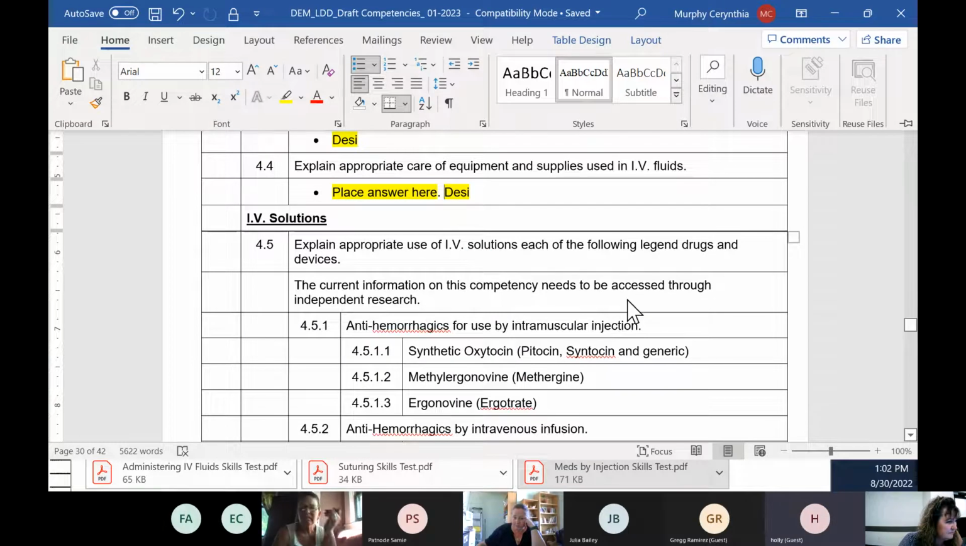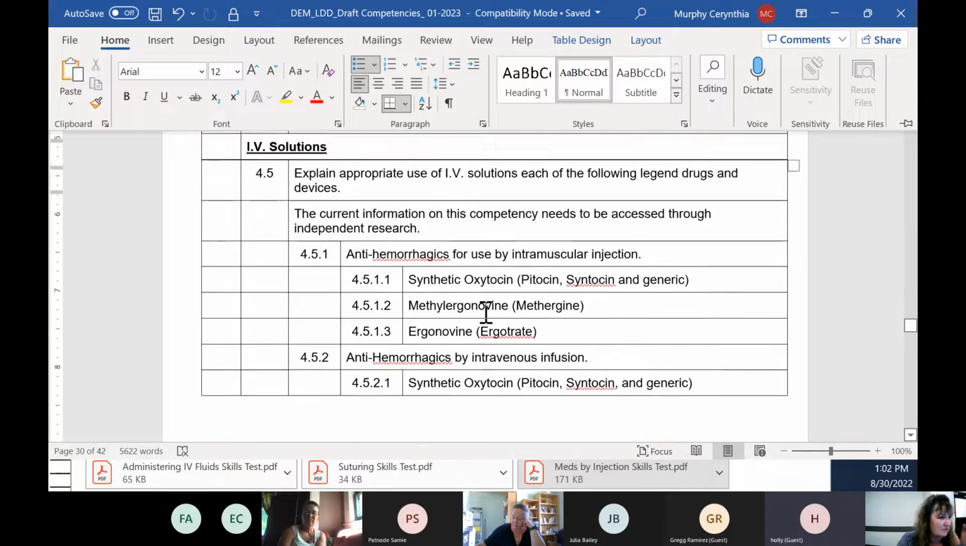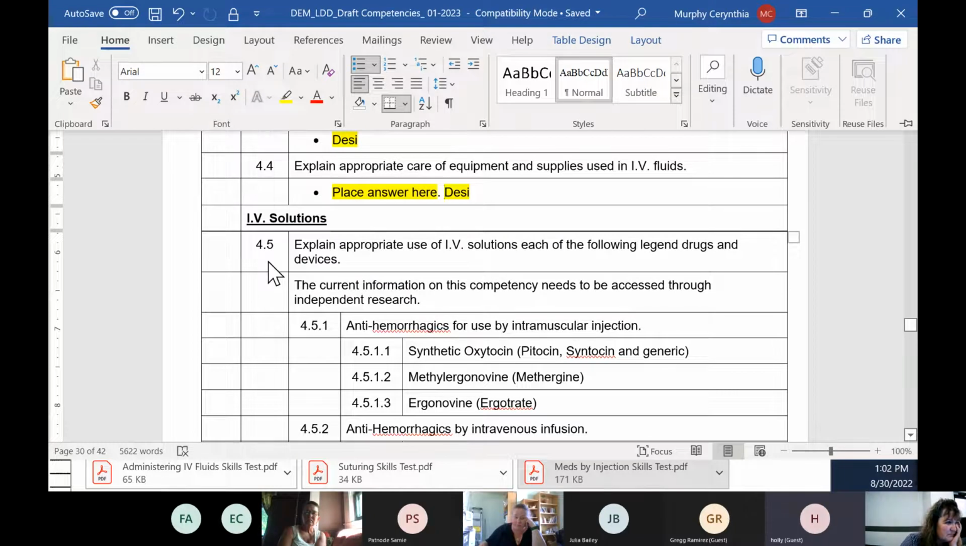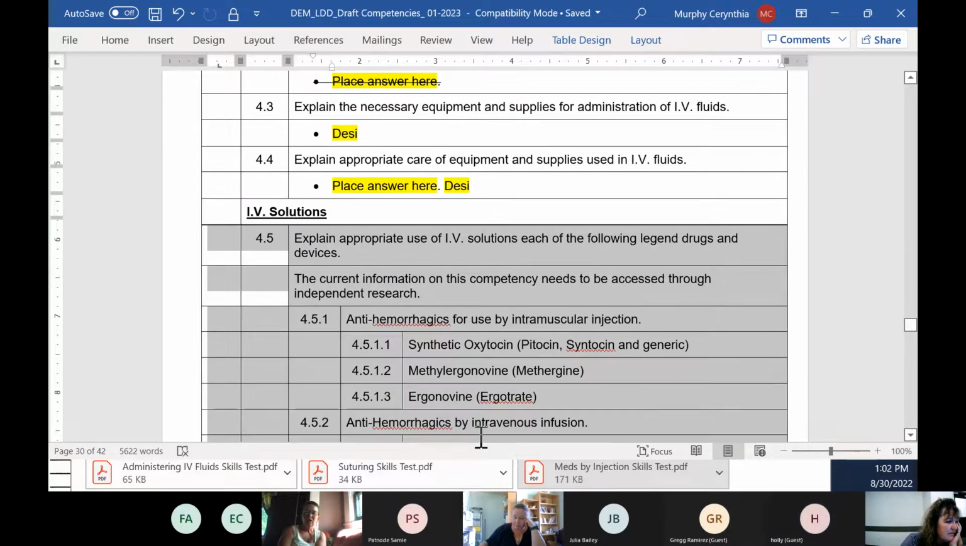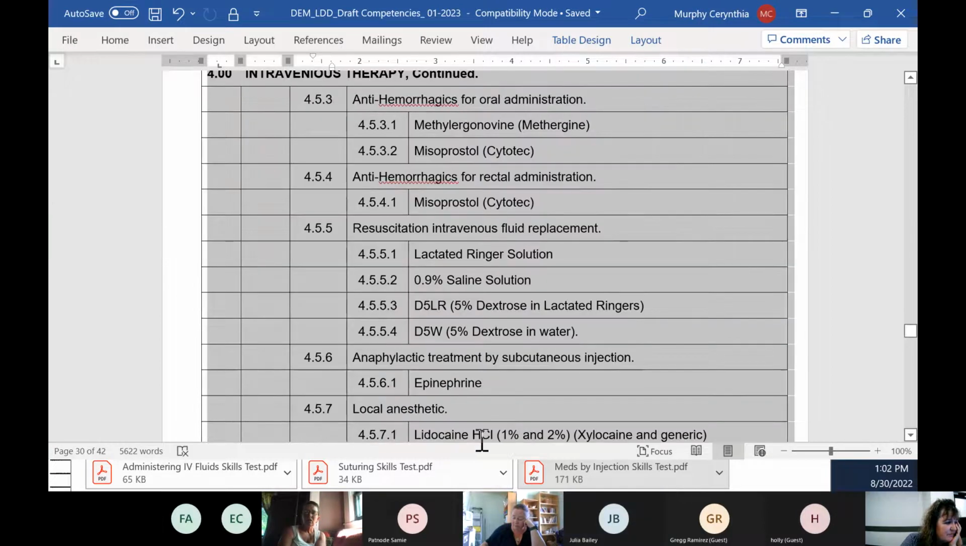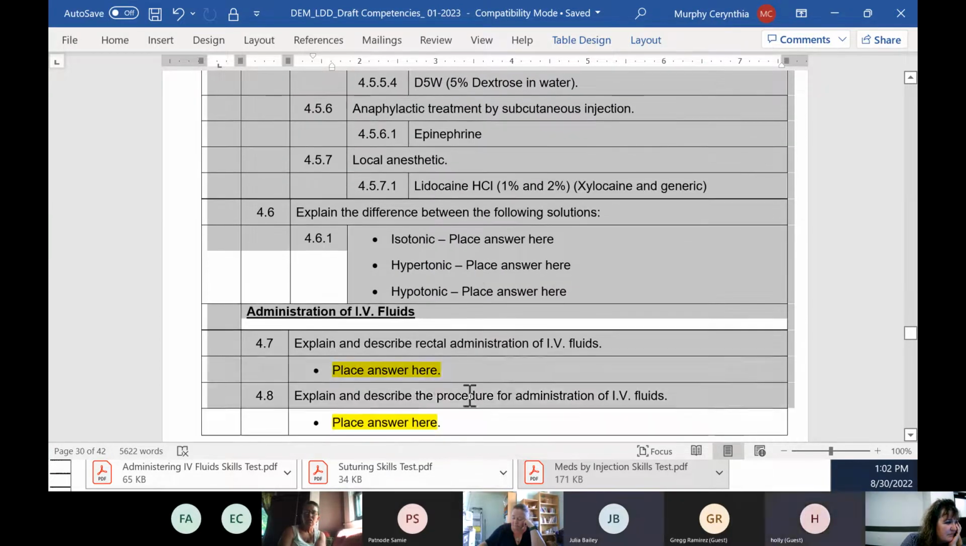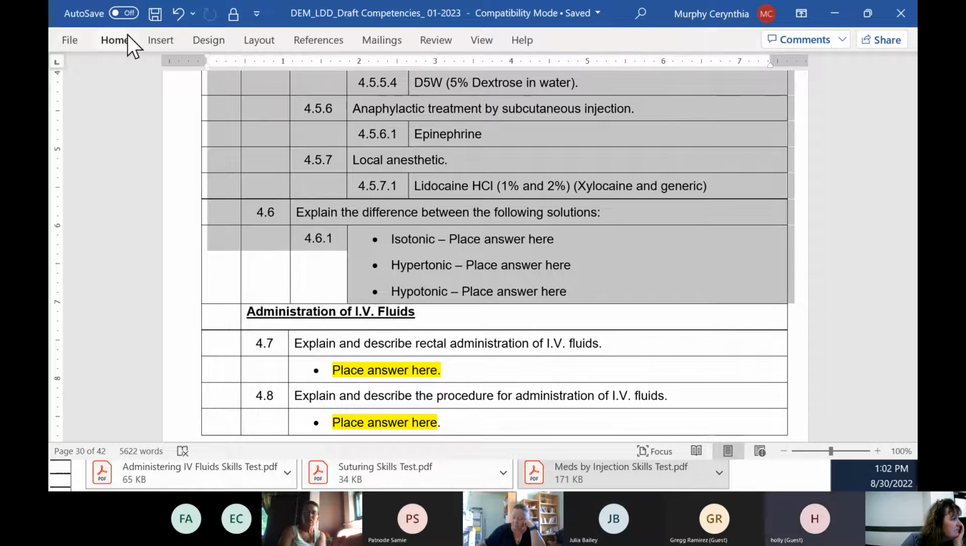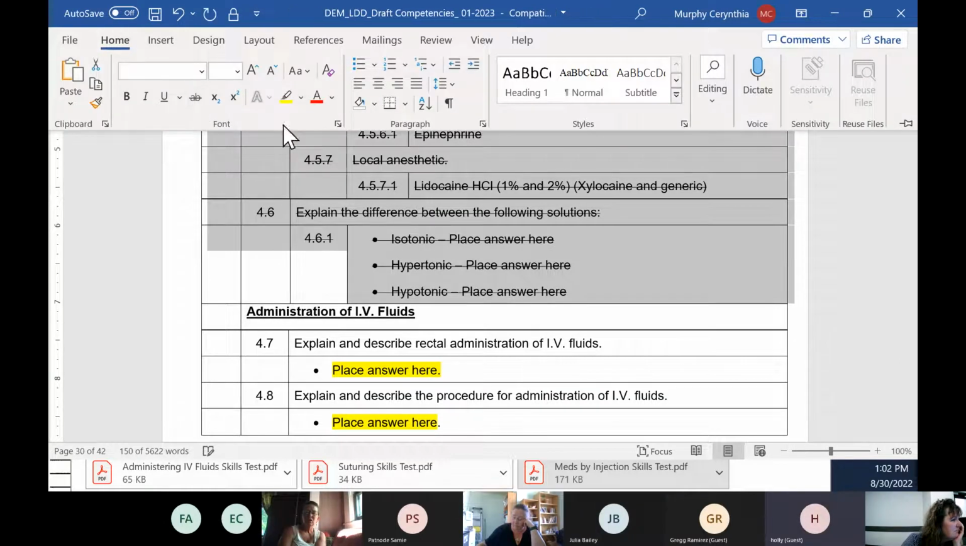So here, we've already done this, I believe, up above again. And IV solutions don't include any of those anti-hemorrhagics. So this is completely... Yeah, so go ahead, everything down to 4.6. But don't we cover... oh yeah, I see what you mean. So 4.6 we're keeping.